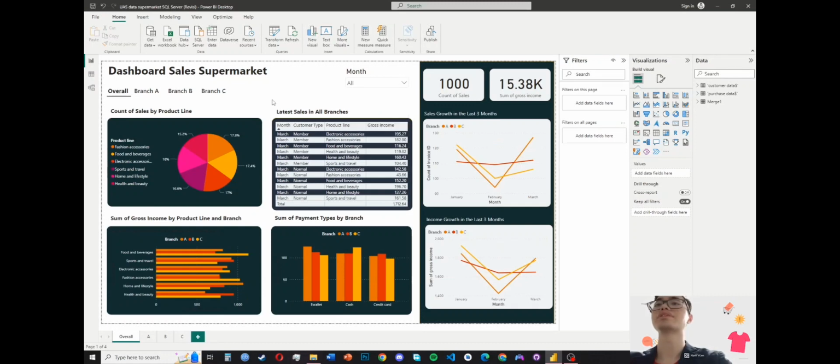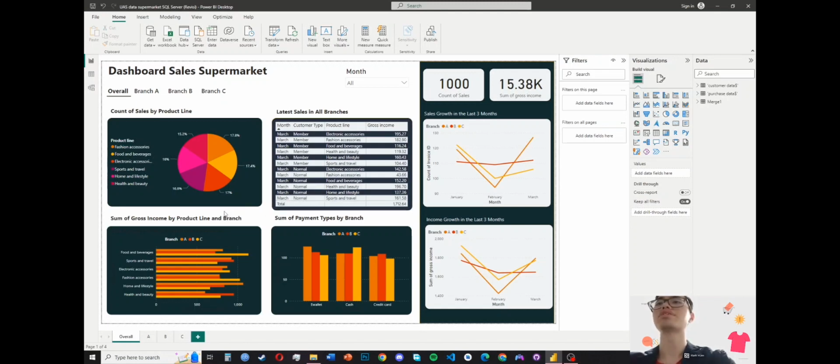First of all, there is a chart that describes the count of sales by product line. This is used to inform us about which products have the most sales, and as we can see here, the product line that has the most sales is the fashion and accessories line, and the product line that has the least amount of sales is the health and beauty product line. The next is a table that shows the most recent sales made by all branches of the supermarket. The columns show information about the person.